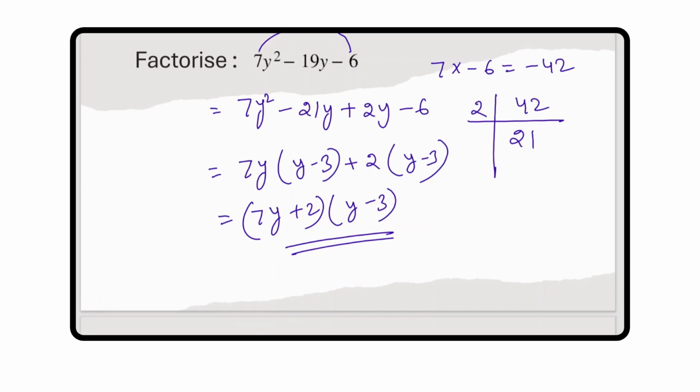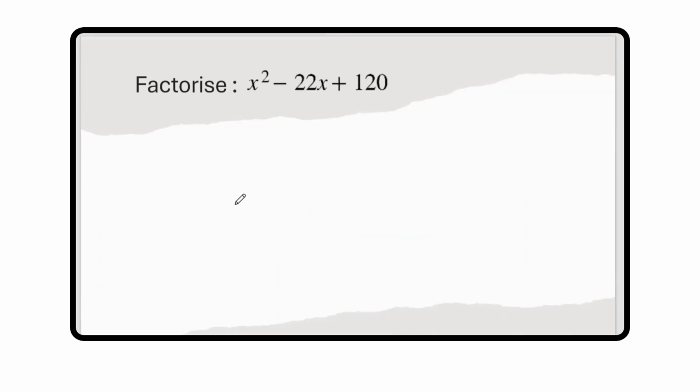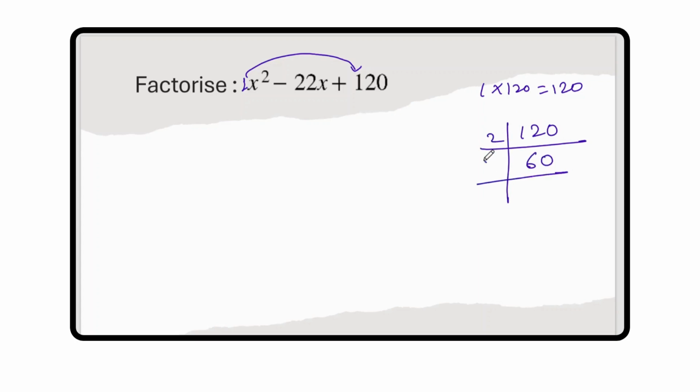Next question. x square minus 22x plus 120. So the coefficient of x square is 1. Multiply it by the constant. It is 1 into 120, that is 120. Now you are going to break 120 in such a way that you get minus 22. Now 120, 2 times 60, then again 2 times 30. Again 2 times, you will get 15.